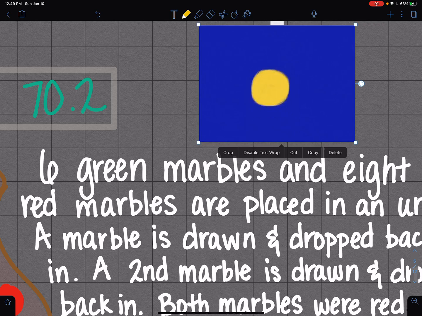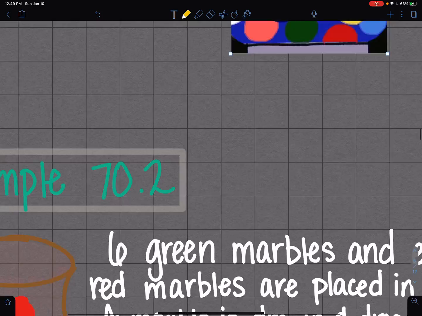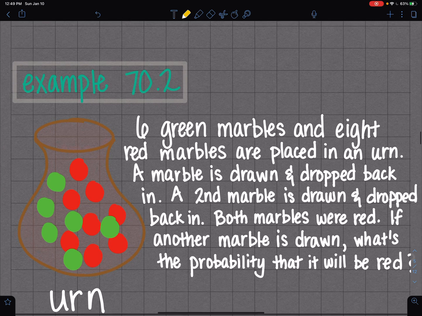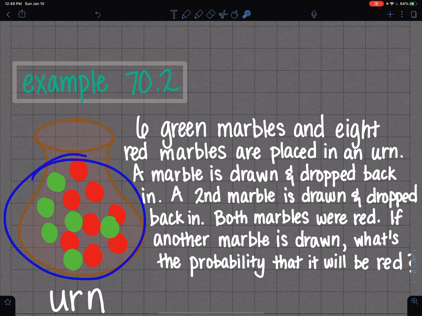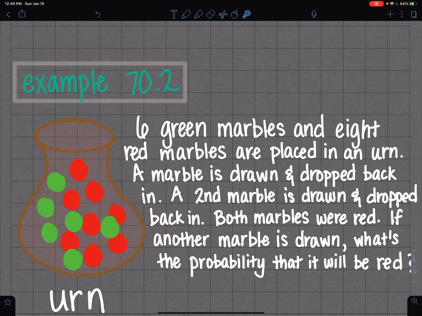Okay, it's kind of random which one you get out of that whole gumball machine, right? This is similar to a gumball machine. So example 70.2 says 6 green marbles, and I drew a picture with 6 green marbles there, and 8 red marbles, and I drew a picture. I didn't equalize them out, but maybe you could shake the bag, or it looks like a bag, but it says it's an urn.